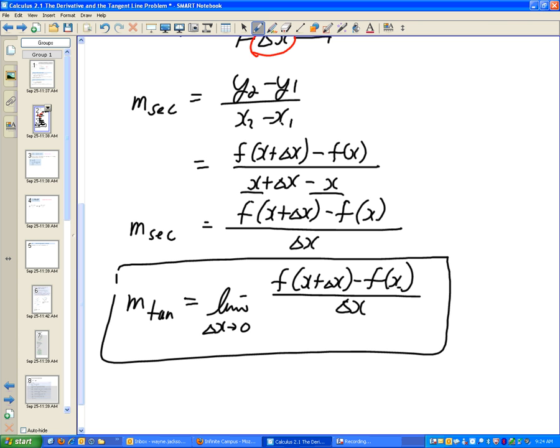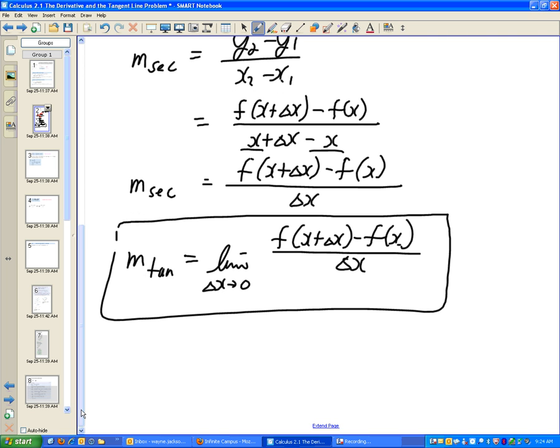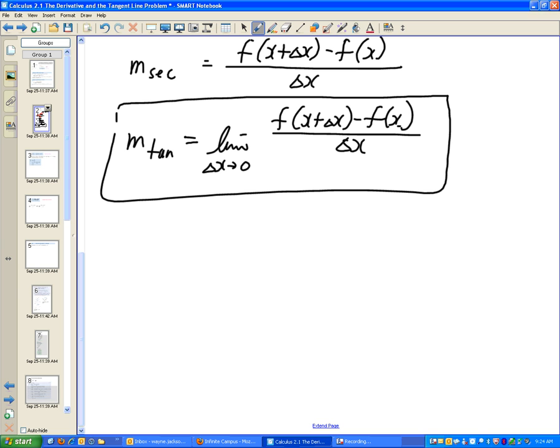Questions? All right, so that's the definition of the slope of a tangent line. We then decide, as if I'm Isaac Newton, that this is such an important concept that we're going to give it a special name. We're going to call it the derivative.